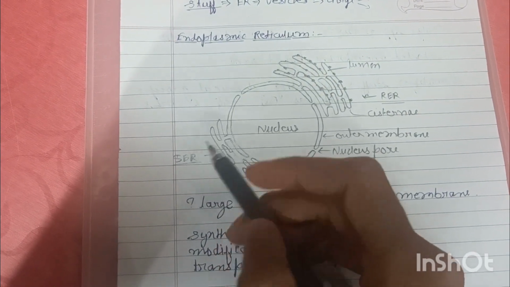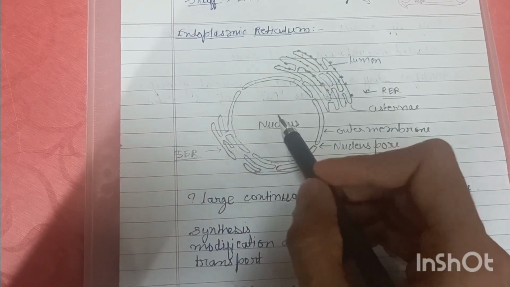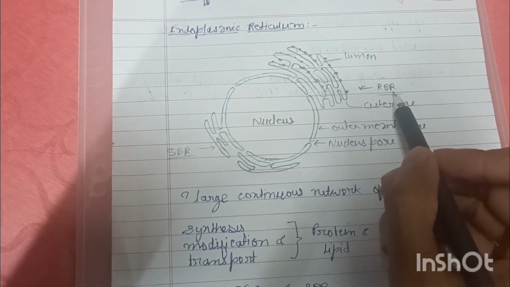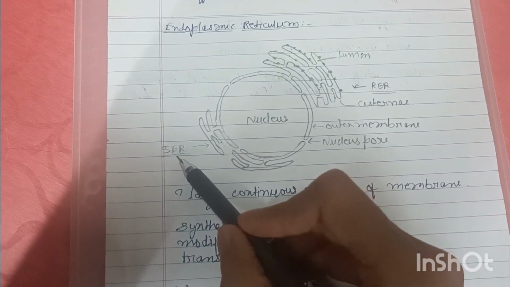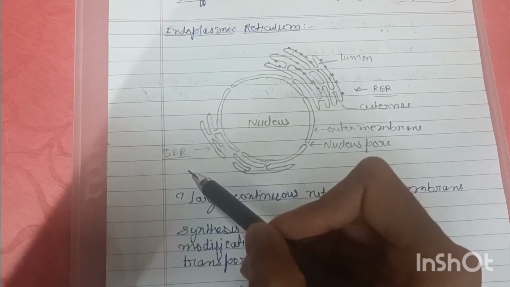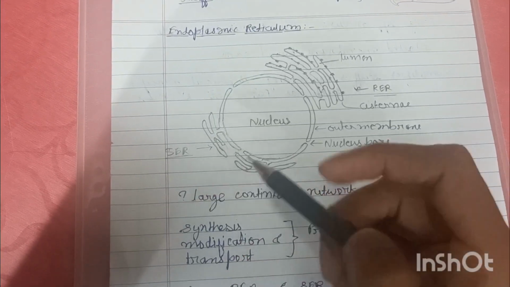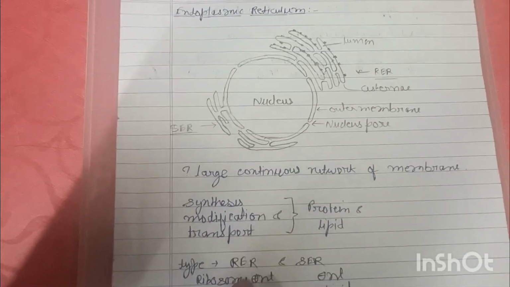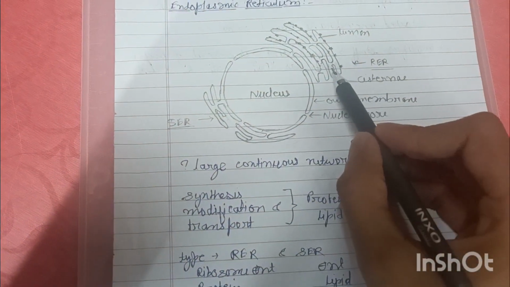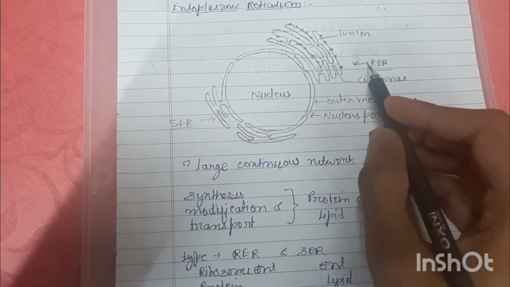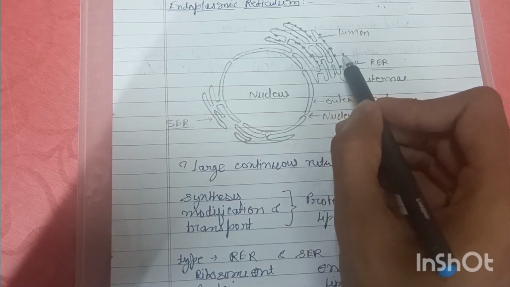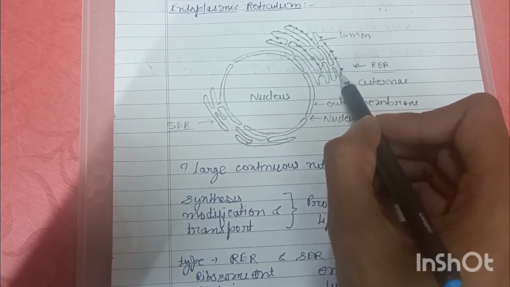What are these? These are actually two type of endoplasmic reticulum. Here RER stand for rough endoplasmic reticulum and SER stand for smooth endoplasmic reticulum. So why this is rough and smooth? So actually on the RER, you can see there are some substance which is present on the surface of endoplasmic reticulum.